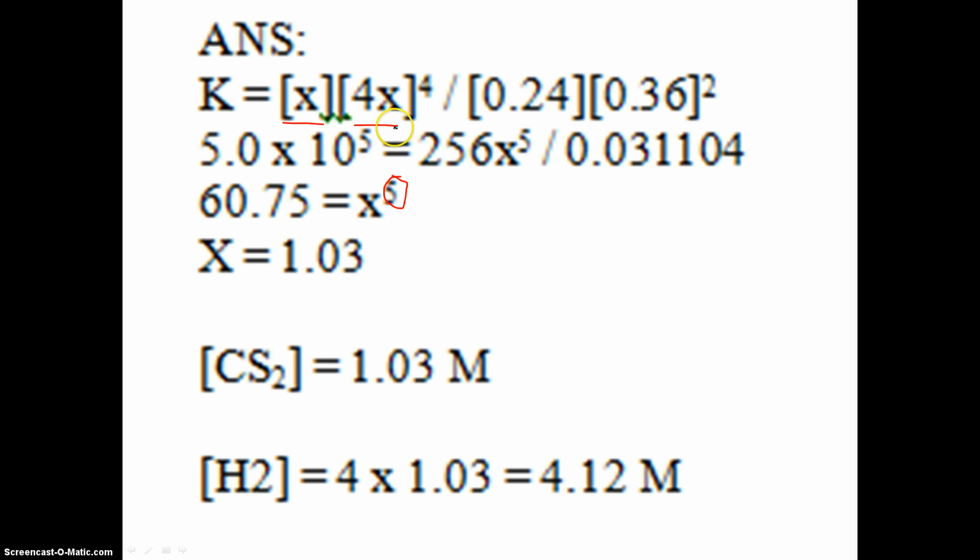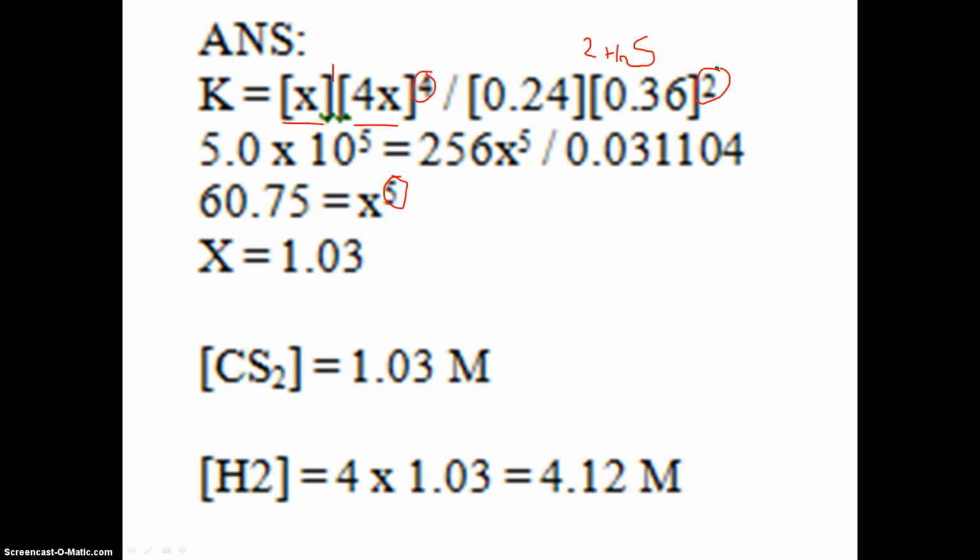When you put this into the equilibrium expression, you have to put this to the power of 4, and this one here will be the power of 1. And the ones at the bottom, because this one I believe was H2S, and it was 2 moles, you have to square it here.